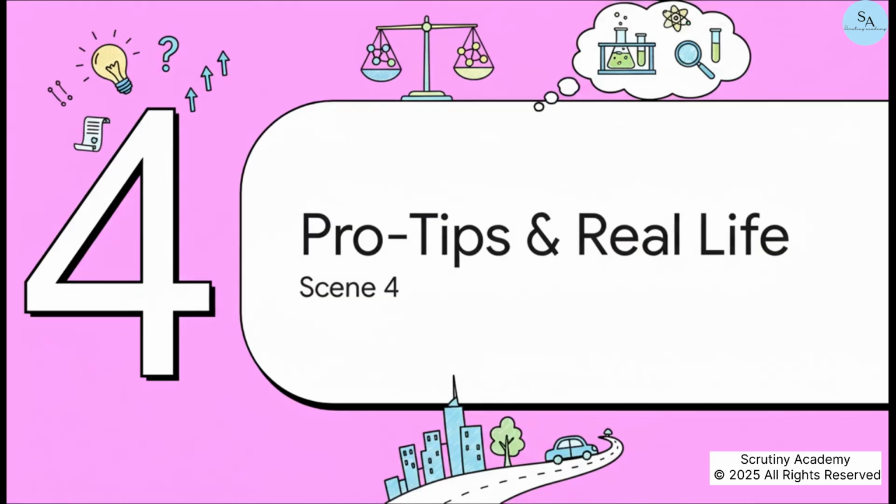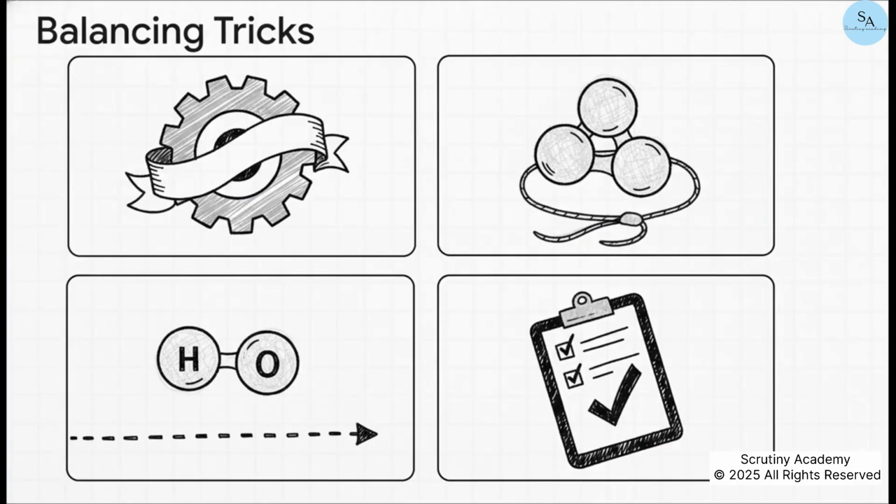All right, let's wrap up the theory part with some practical tips to help you crush your exams, and then we'll look at where these equations show up in the world all around us. Want to balance equations like a total pro? Here are a few shortcuts. Always start with the metals. Leave the easy stuff like hydrogen and oxygen for the very end. And here's a great one. If you see a group of atoms like SO4 that stays together on both sides, just treat it like one single thing. And of course, always do a final check.